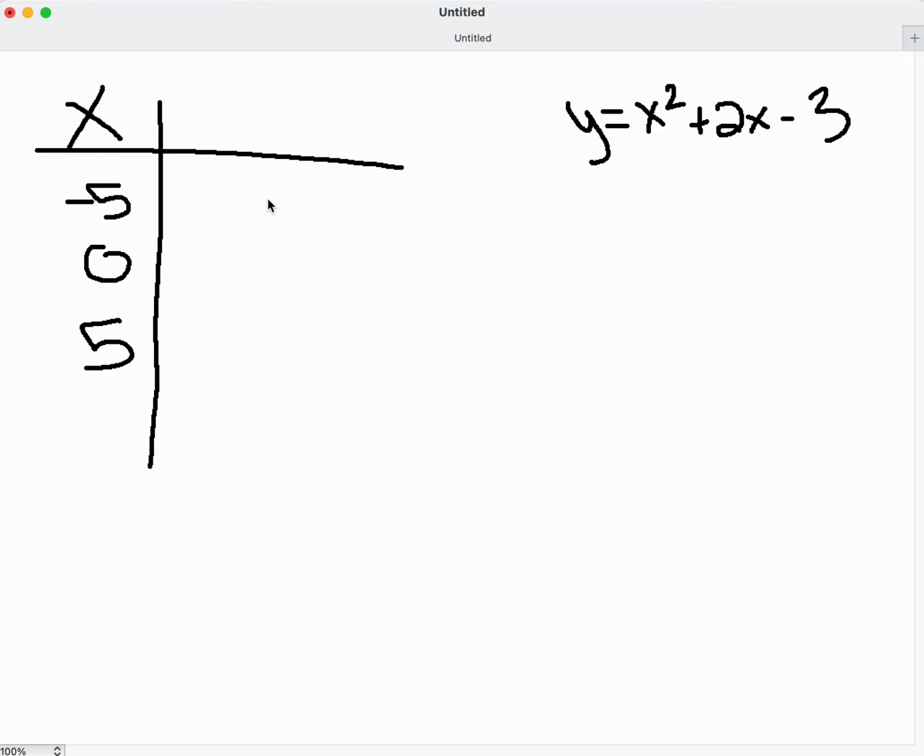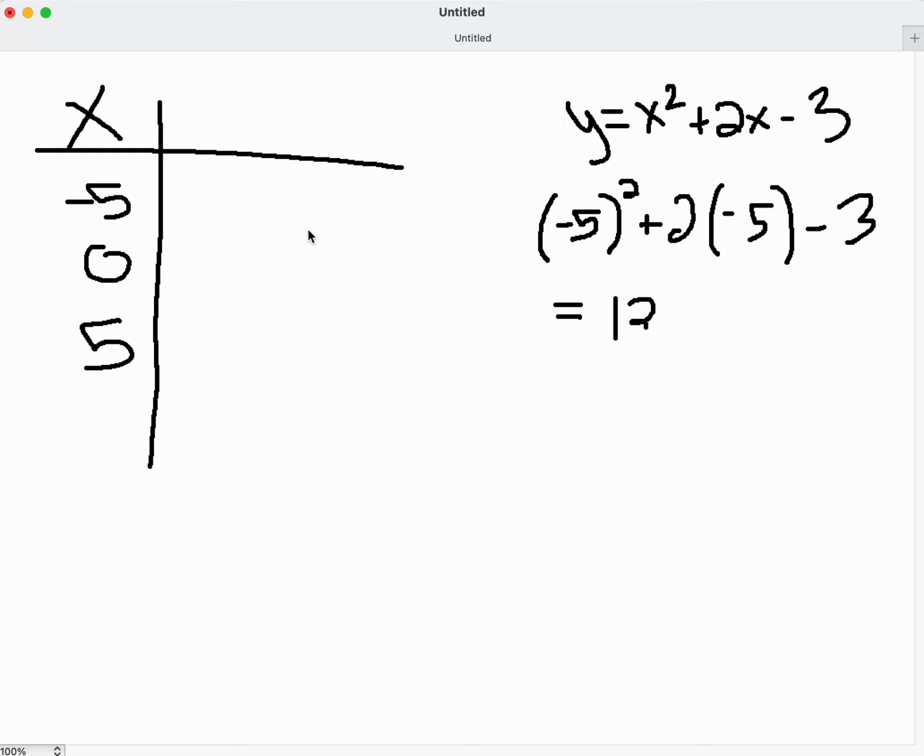To do this problem, you're just going to plug it in. So you're going to do -5 squared plus 2 times -5 minus 3. And you can use a scientific calculator so that you don't have to do this by hand. So that would give me 12, looks like.